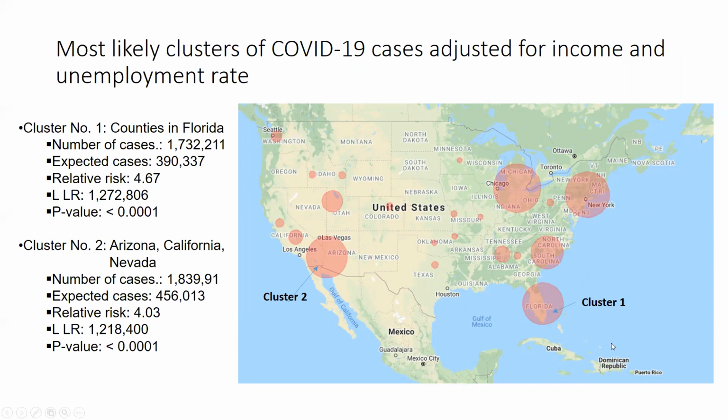The most likely cluster region, so-called cluster 1, is the counties in Florida. The relative risk is 4.96. The log likelihood ratio test statistic is this big number with a significant p-value. And then for all the study regions in cluster 1, this is the number of the cases and then the expected count. The next cluster region, which is in this area, includes counties in Arizona, California, and Nevada. The relative risk is about 4 times. And the log likelihood ratio test score here is the next higher value. That is also significant with the p-value close to 0.